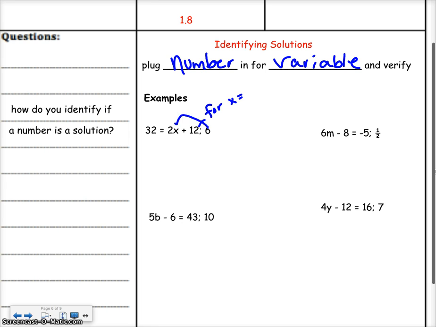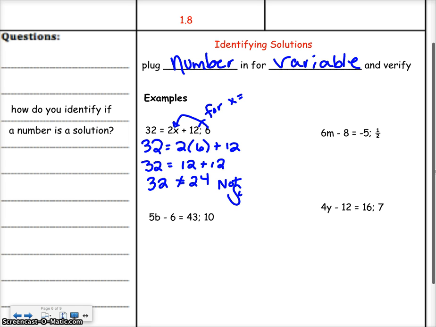So I'm going to put 6 for the x's. And I want to know, does 32 equal 2 times 6 plus 12? Does 32 equal 12 plus 12? No. 32 does not equal 24, so you say not a solution. You just said N to the O. I just said F to the A to the L to the S to the E.